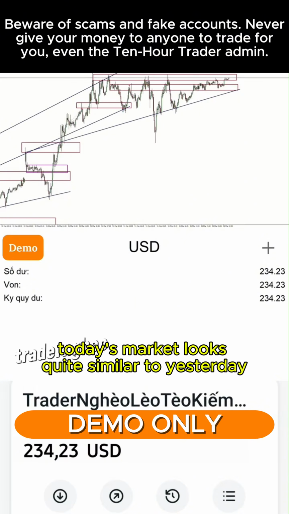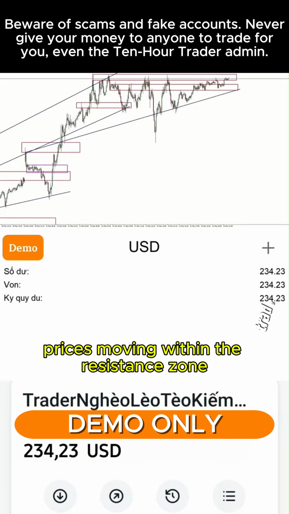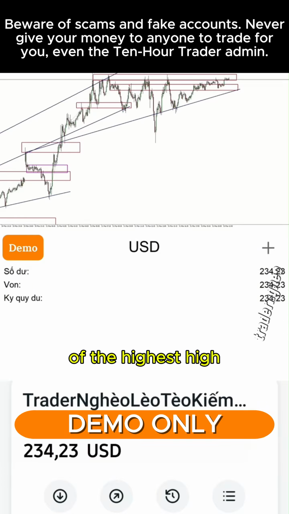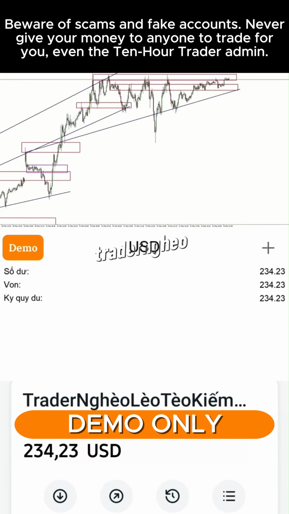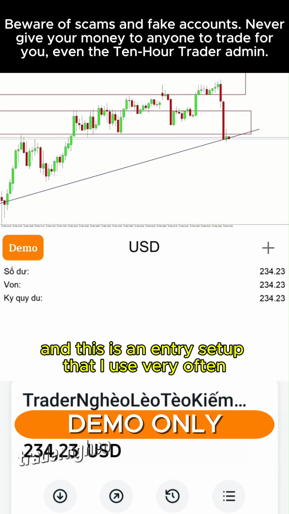Today's market looks quite similar to yesterday. Price is moving within the resistance zone of the highest high, and this narrow range is clearly showing signs of accumulation. And this is an entry setup that I use very often.